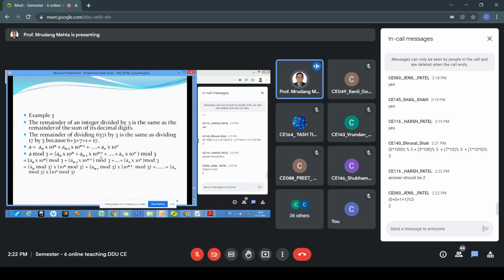So the simplification of that is this: an mod 3 into 10 raised to n mod 3, an minus 1 mod 3 10 raised to n minus 1 mod 3, a0 mod 3 into 10 raised to 0 mod 3. So what we get is an mod 3 plus an minus 1 mod 3 plus a0 mod 3, and so you get an plus an minus 1 plus up to a0 mod 3. Okay, is that clear to all of you?